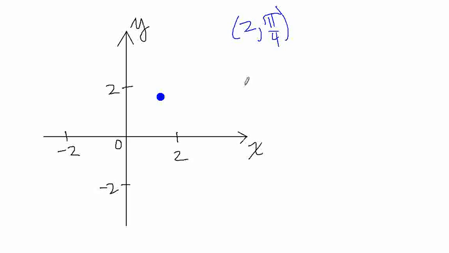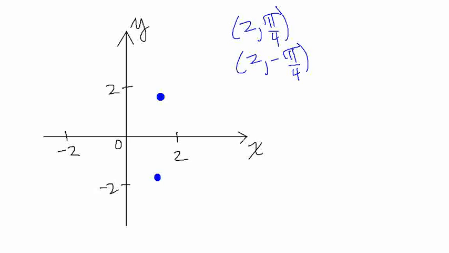Now, what if we wanted to specify the position denoted by 2, minus pi over 4? Well, that point is still the same distance from the origin as the previous point. However, the direction is the direction that corresponds to an angle with a measure of minus pi over 4 radians. So that would be roughly where that second blue dot is. Okay?